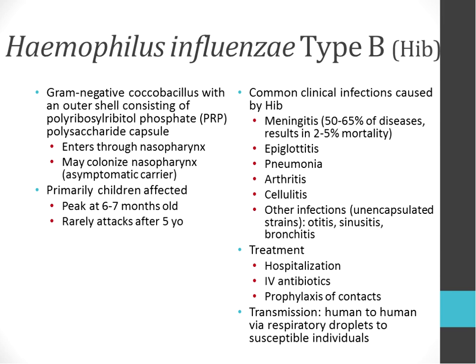Haemophilus influenzae type B, or Hib. This is a gram-negative coccobacillus. It's primarily children that are affected. It peaks at 6 to 7 months and rarely attacks after the age of 5.